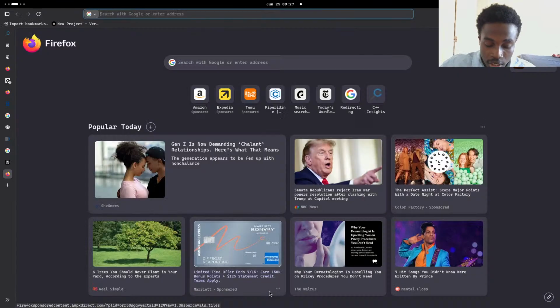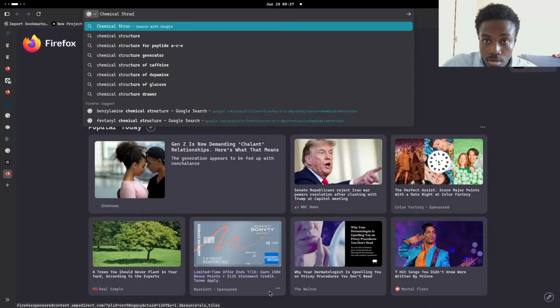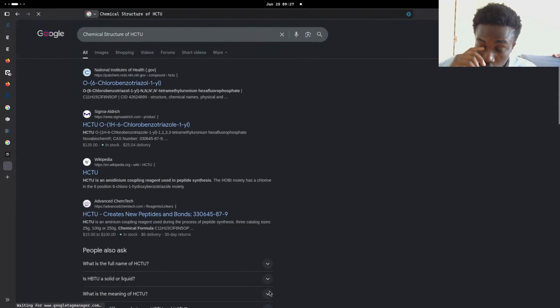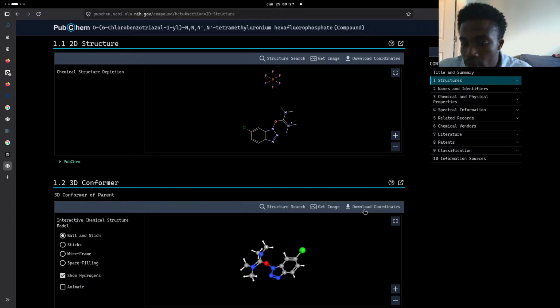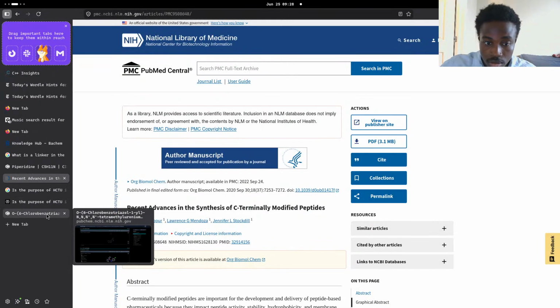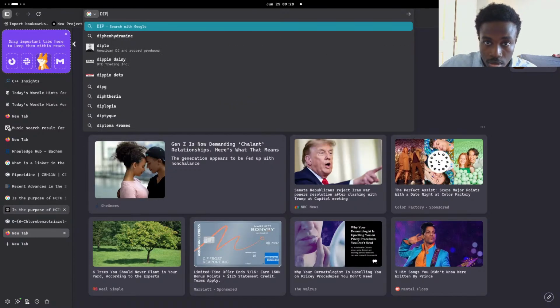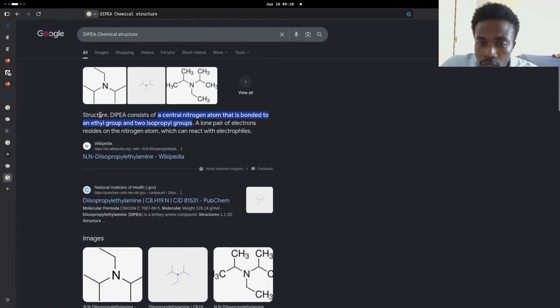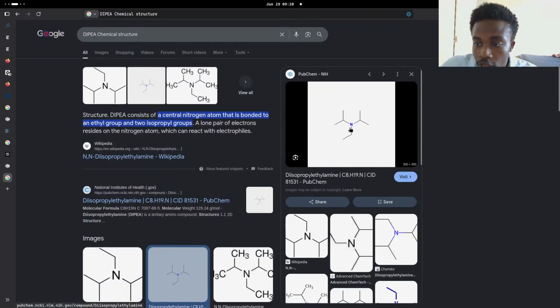While we're at it, let's actually look at this. DIPEA, by the way, is diisopropylethylamine. Let's keep that in our heads. So HCTU, not too complex of a structure. Alright, DIPEA, diisopropylethylamine. But you guys can reason about this, right?